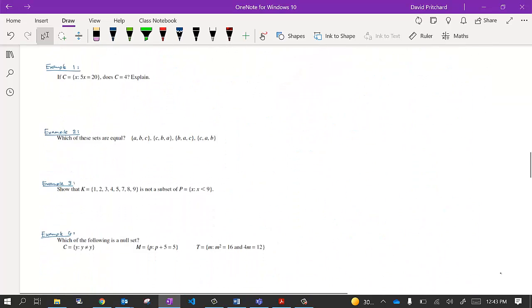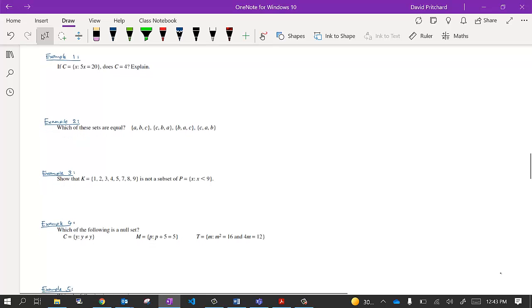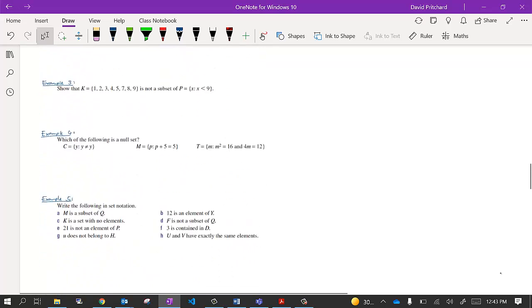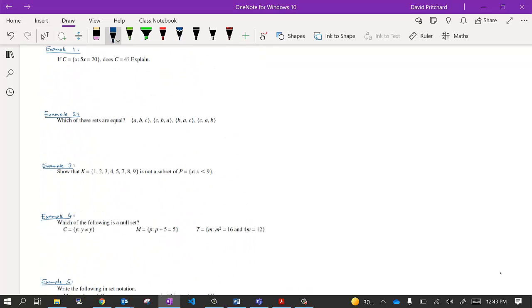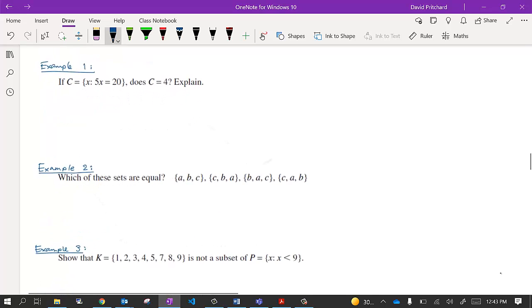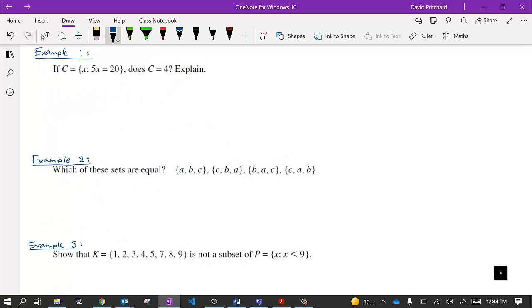All right, so the rest of this is just going through a bunch of examples. Hopefully we'll be able to interpret and solve these without too many issues. So the first one, we've got a set C. And C exists such that 5x is equal to 20. So let's first solve this, 5x is equal to 20. We know that means that x is equal to 4. Now what that means is that set C includes the element 4.